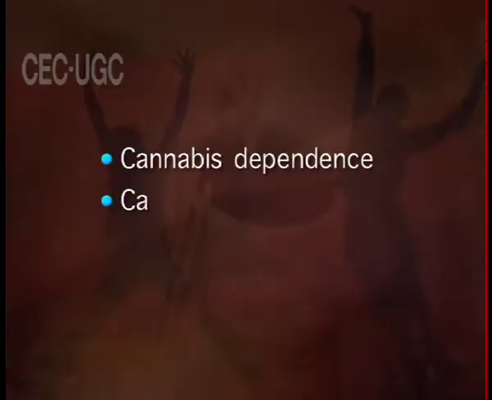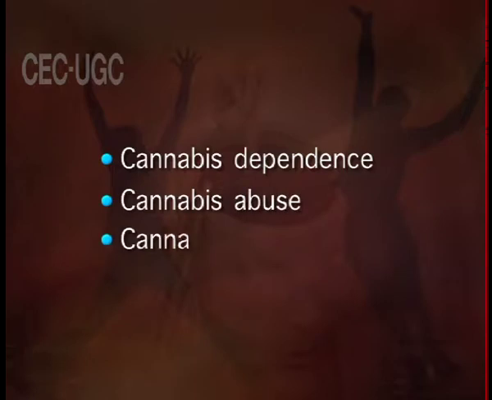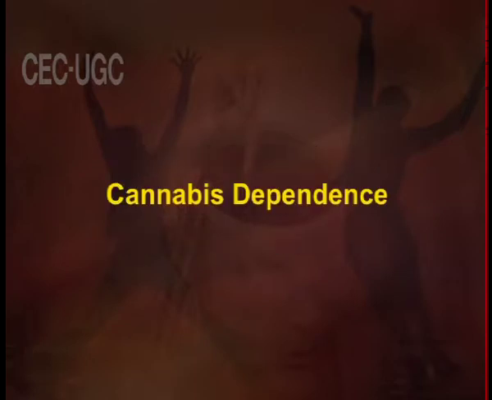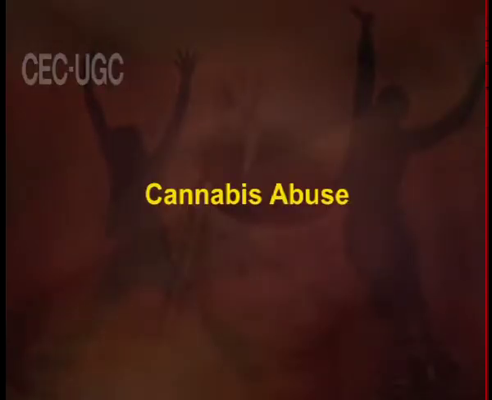Cannabis-related disorders. These disorders include cannabis dependence, cannabis abuse, and cannabis intoxication. What happens in cannabis dependence? There is a compulsive need to use the drug by the addict. In cannabis abuse, the addict reaches such an extent where its use causes a lot of legal problems for the addict, problems at school, problems at home, problems at work, and also even while driving.